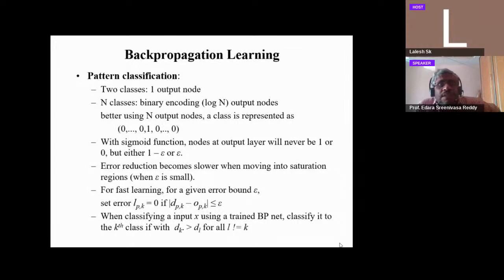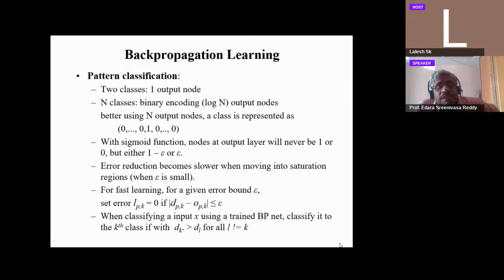So for fast learning, for a given error bound, set error equal to output plus 0, initially 0. If D minus O is less than or equal to error.